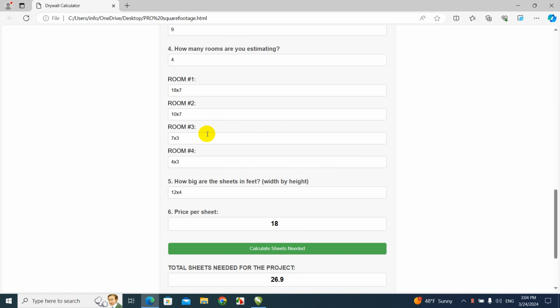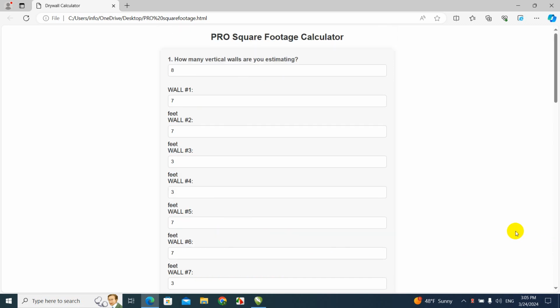And it's the same thing. If you're gonna do the ceiling and the walls, you pretty much do the same for each room using this calculator. Well, hopefully you guys get the idea of how our calculator works.